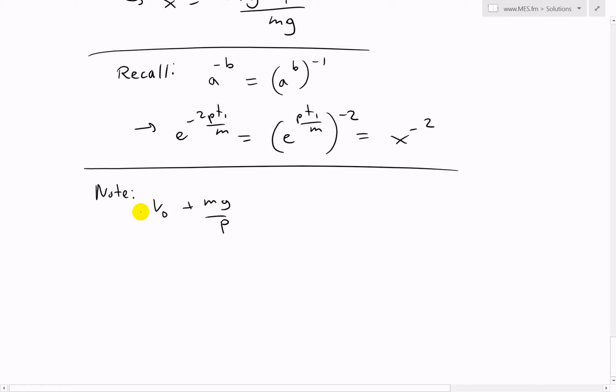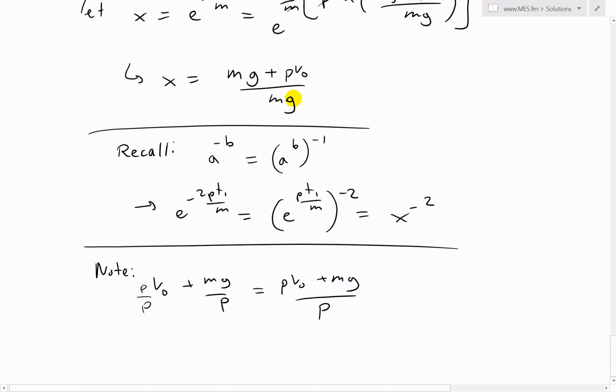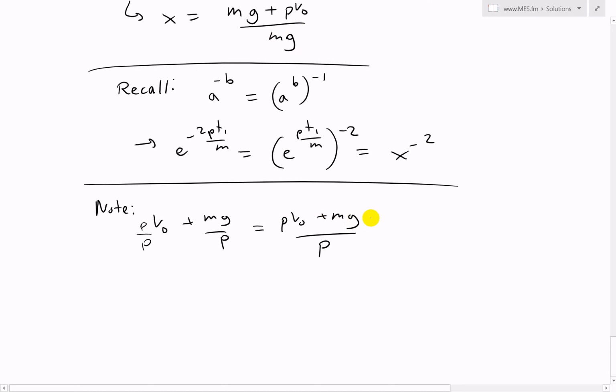on this side. So we'll have a p over p. This adds up, we'll get p v0 plus mg over p, over p like that. And then to make it look like this, all we need to do is have an mg at the bottom. And also flip these around.